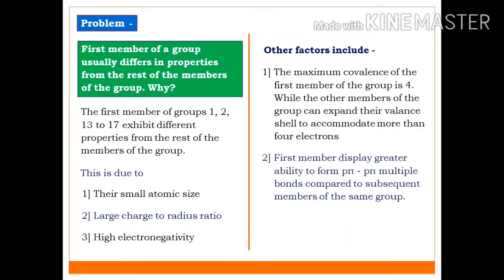The other factor is that the first member has a greater ability to form p-pi multiple bonds as compared to the subsequent members of the same group. This means the first member has a tendency to form multiple bonds. In the formation of a multiple bond, only p orbitals will be involved in the pi bond formation. But this tendency in the remaining members of the group is found to be lesser. And as a result of these 5 reasons, the first member of a group usually differs in properties from the rest of the members of the group.